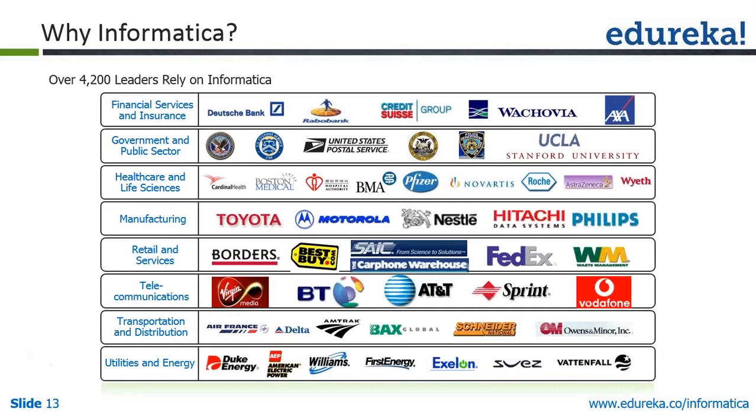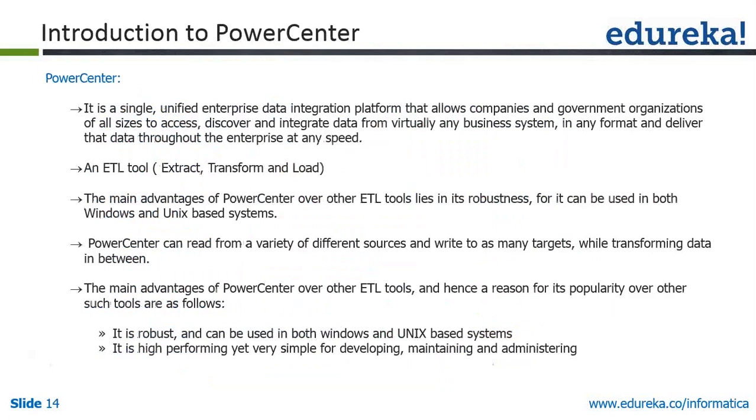Now, as I was saying, Informatica has around 5,000 customers throughout the world. I've tried to bring out some of them in this slide. From financial services and insurance, we have Deutsche Bank and Credit Suisse. From government and public sector, United States Postal Service. Healthcare and life sciences, BMA and Pfizer. Manufacturing, Tata. Retail and services, Borders, Best Buy, FedEx. Telecommunications, BT. Transportation and distribution, Delta, Air France. And utilities, Duke Energy, Exelon, First Energy, etc.